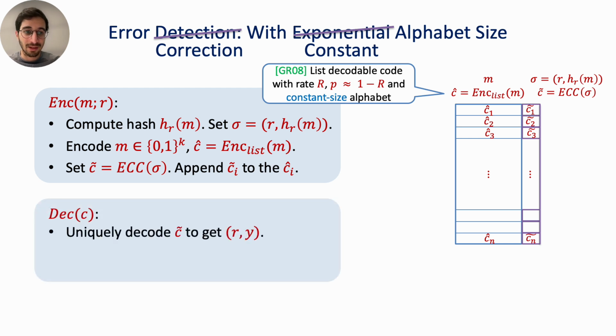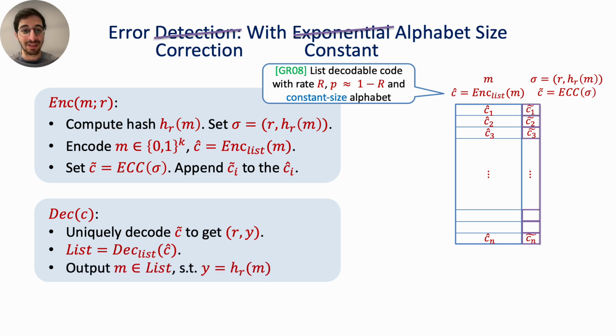Now, the decoding is going to first try to uniquely decode the control part, or the sigma part, after which you have a candidate, some seed and y. Now you check inside the list decoding, right? So you perform a list decoding on the data part, and then you check each message, and you output the only message that should exist, such that H_r of this message is essentially y, or sigma.